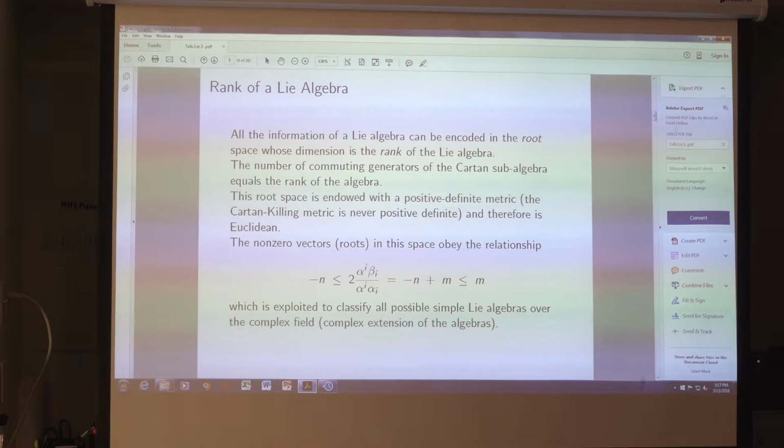E8 has rank 8, but it also has dimension 248. So you're going to draw 240 vectors that live inside that 8-dimensional space. Those vectors are not linearly independent; they will be linearly dependent. Of course, you will have a fundamental basis made out of 8 vectors, which in that case will be the simple roots. The simple roots will be 8, and out of those simple roots, by performing linear combinations, you will be able to generate the remaining 240 roots.